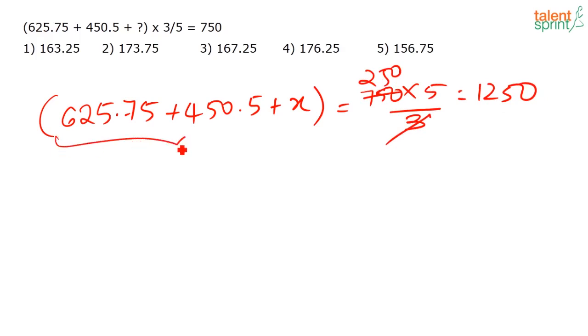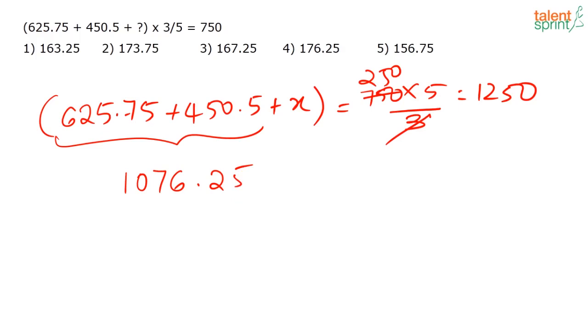Now you have to add these two numbers. How are we going to add it? You know what is 600 plus 400? 600 plus 400 is 1000, correct? Now here there is a 25 and here there is a 50. So 1000 plus 75, correct? 25 plus 50 is 75. So 1000 plus 75 is going to be 1075. Now there is a 0.75 and a 0.5. So when you add 0.75 and 0.5, what do you get? You get 1.25. So the answer for this is going to be 1076.25.